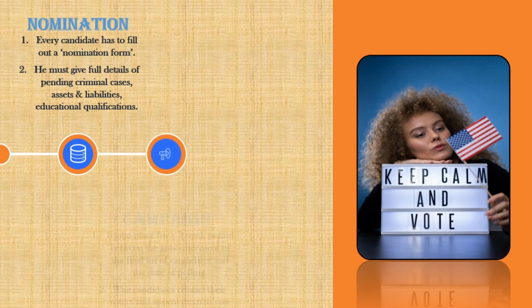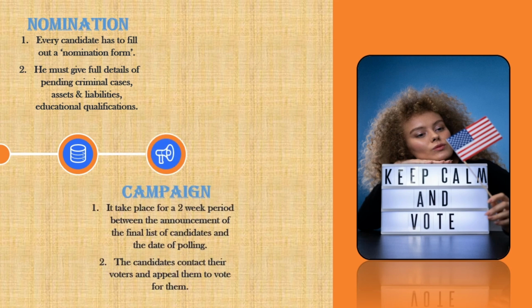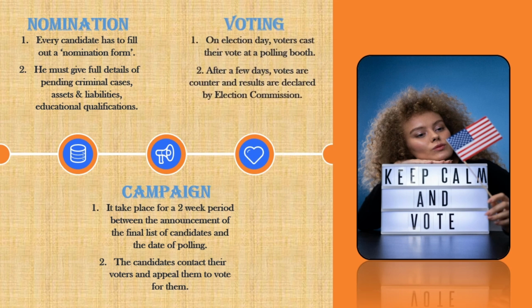Election campaigns in India last for 2 weeks between the announcement of the final candidate list and the polling date. Candidates contact voters, political leaders address meetings and appeal to voters to vote for them. On election day, voters cast their vote at a polling booth. After a few days, votes are counted and results are declared by the Election Commission.